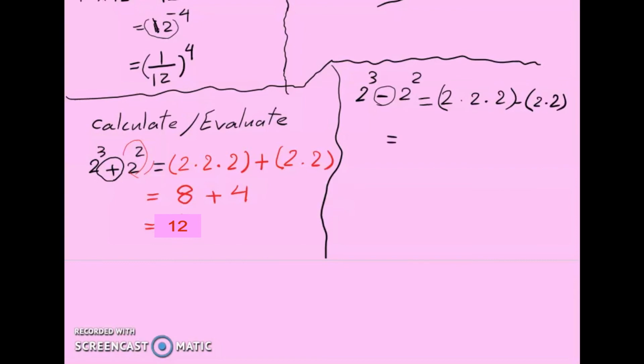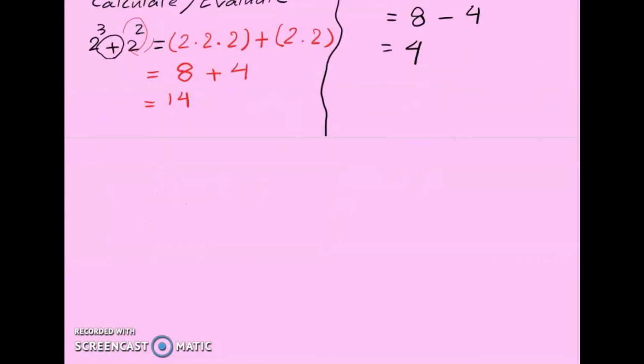The first bracket, 2 times 2 times 2, would be 8. The second bracket, 2 times 2, would be 4. And then simply subtract them. The final answer is 4.